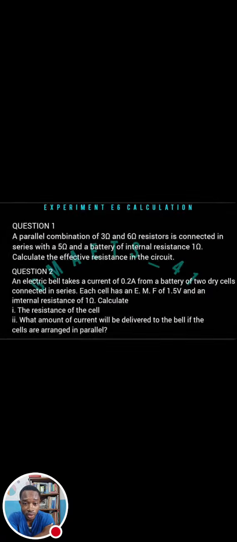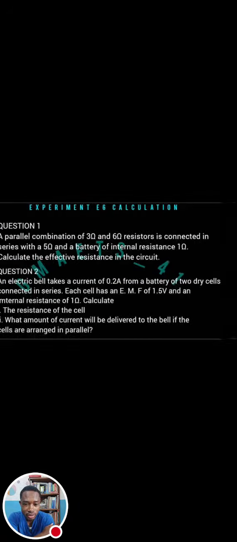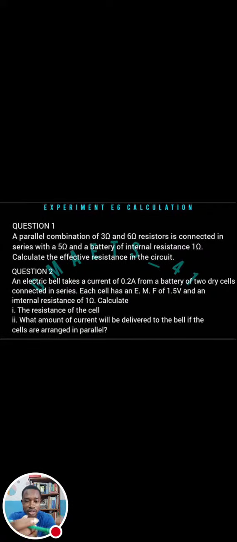Let's go back to the question, and then you will see again what we have done. Okay, so look at it, labeled as question number 1. The parallel combination of 3 ohms and 6 ohms resistors is connected in series with a 5 ohm resistor, right? And then the battery of internal resistance 1 ohm. Calculate the effective resistance of the circuit. So we are done with that. Let us move on to the second question.